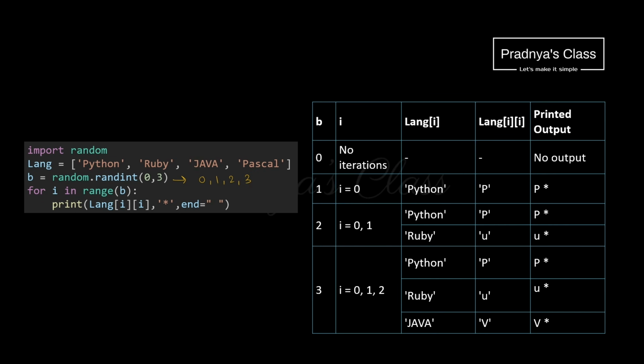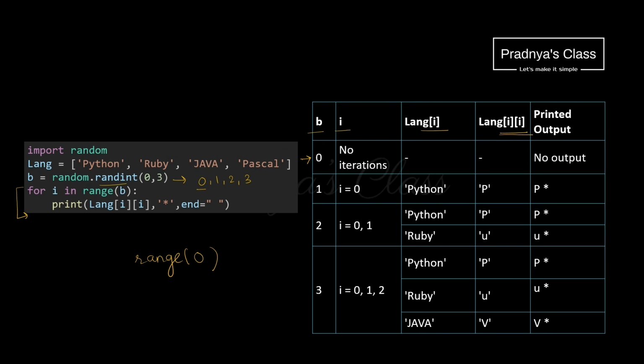Alright then, let's try to find out the output of this code using the dry run table. Here is the value of B, I. What will be the value of language I? But we need to take language I of I. So it will take the character, not the whole string. Alright, here are the values in the first pass. If this function generates 0, the for loop will not execute. We know the working of the range function. Here the end limit is exclusive. In this case, the end limit is 0. The start limit will be 0 and the end limit will be -1. That's why this loop will not execute for the value of B as 0.